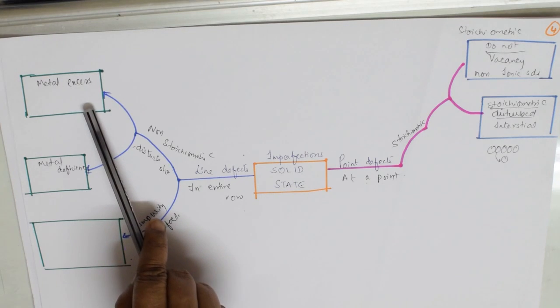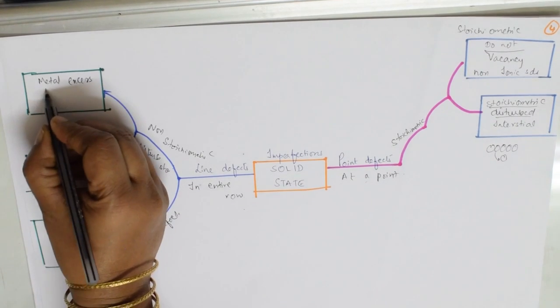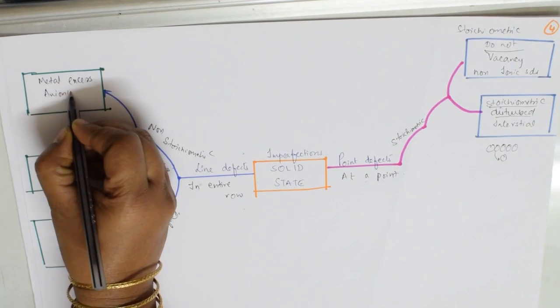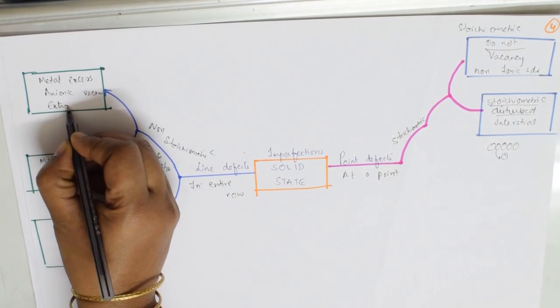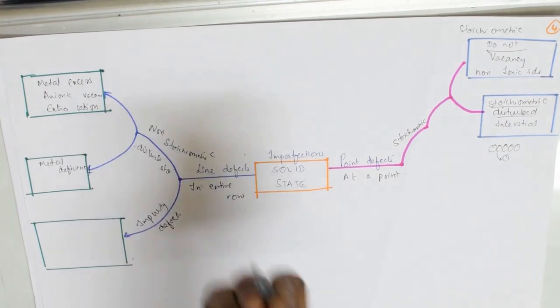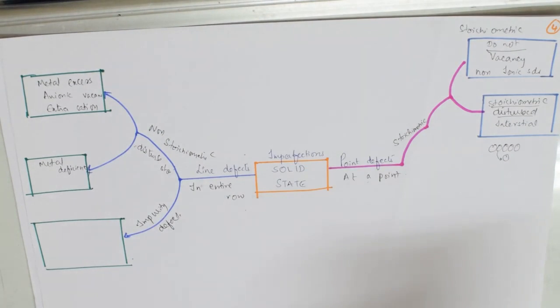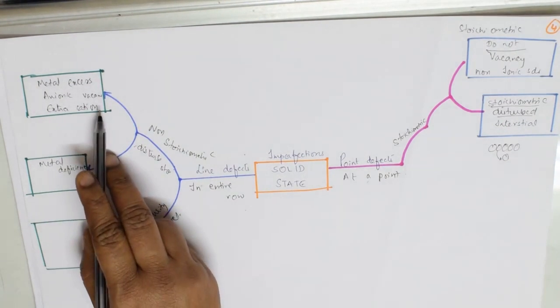This is why it is created, due to anionic vacancies and presence of extra cation. So let us write two keywords: due to anionic vacancy and presence of extra cation. Done. Example is zinc oxide for this metal excess defect.